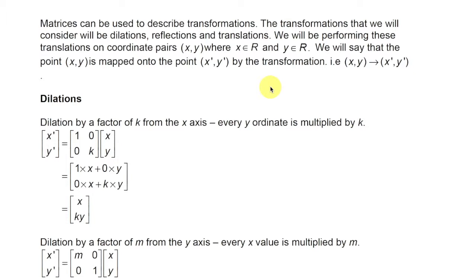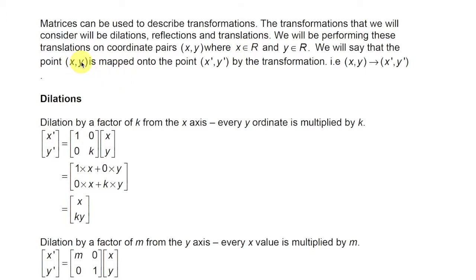Now, let's start looking at the transformations. We're saying here that matrices can be used to describe transformations. The transformations that we'll consider will be dilations, reflections, and translations. So we should have a really good understanding of what all of those kinds of transformations are. We'll be performing these transformations on coordinate pairs, x and y values, where x is an element of R and y is also an element of R. We will say that the point (x, y) is mapped onto the point (x', y').